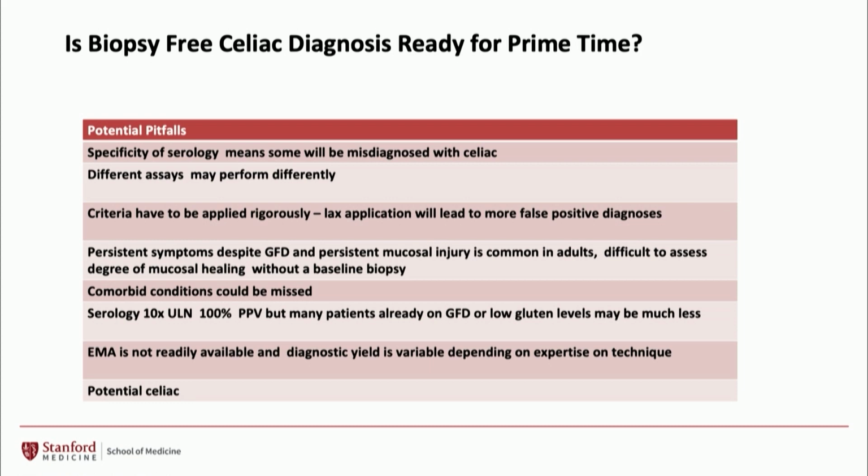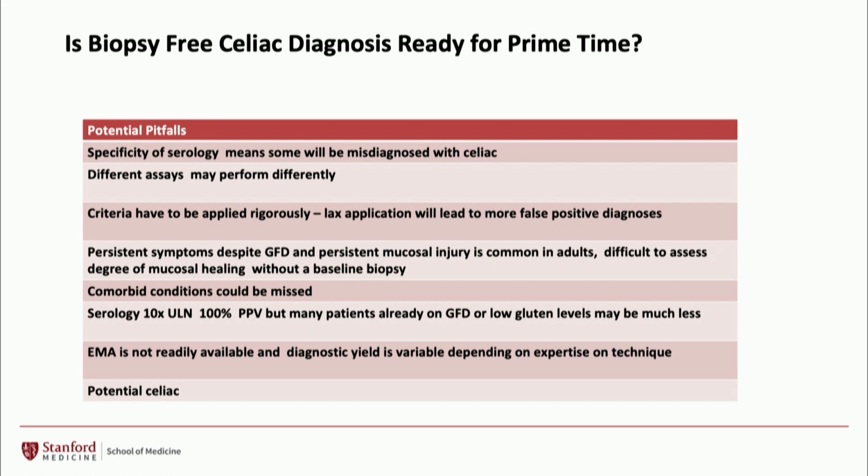So what are the potential pitfalls of having a biopsy-free approach? One is the specificity of serology means that some will be misdiagnosed. And we have to decide whether that's appropriate or not. Different assays may perform differently. Criteria have to be applied rigorously because less rigorous application will lead to more false positives. Persistent symptoms despite a gluten-free diet and persistent mucosal injury are common in adults, so it's difficult to assess the degree of mucosal healing if we don't have a baseline. We can miss comorbid conditions.